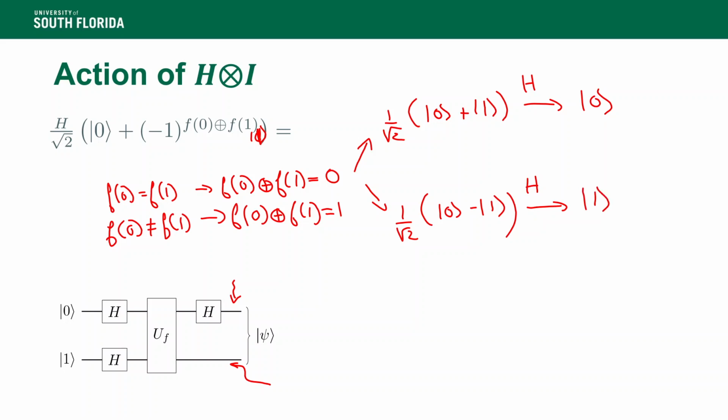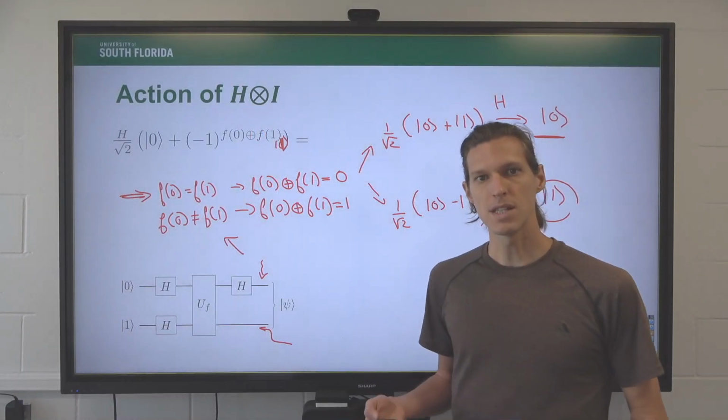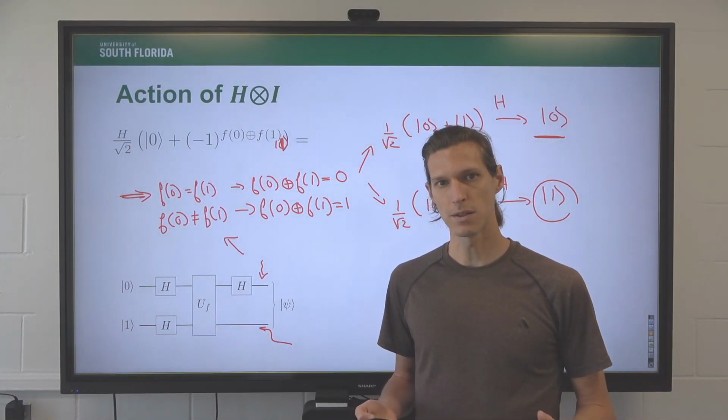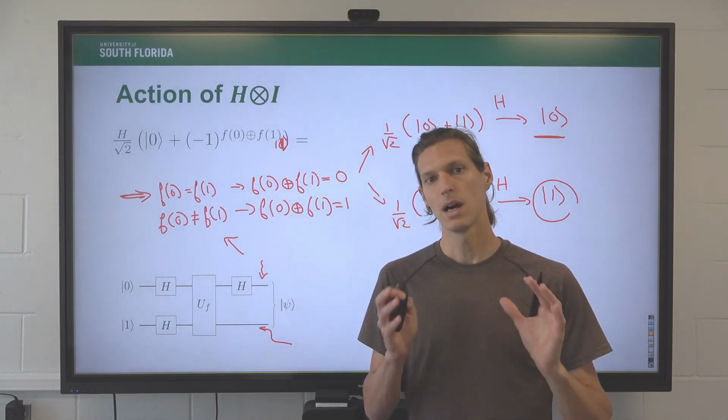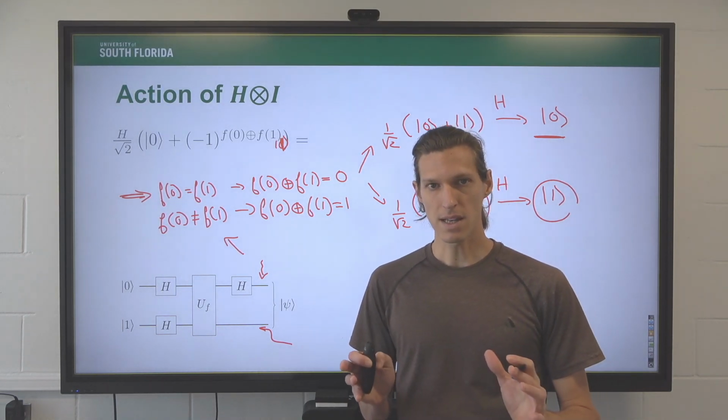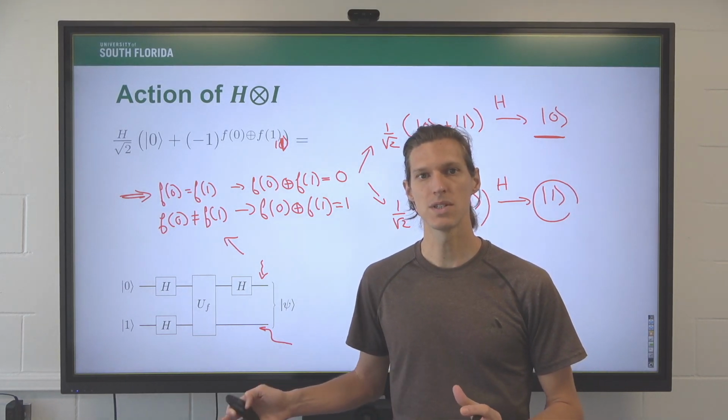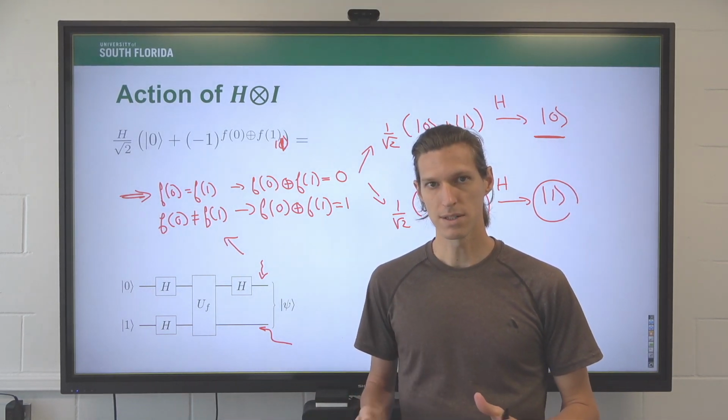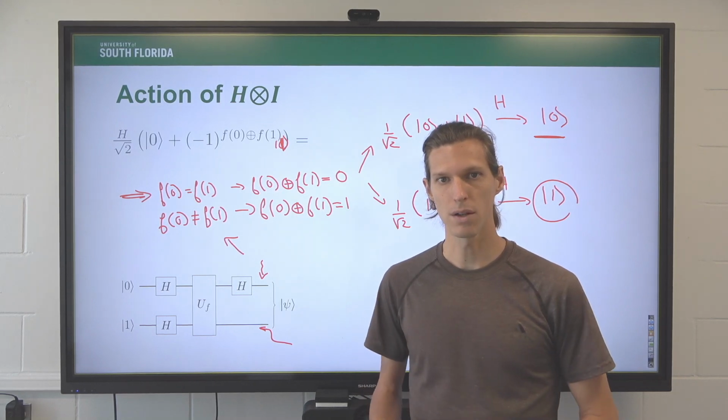Okay? So in the end, if I measure 0, I know that I was in the case f(0) equals f(1). On the other hand, if I measure 1, then I know that I was in the case of f balanced, which means f(0) is different than f(1). So now we've shown how, applying the circuit that evaluates f only once, we get to a state that once measured tells you exactly if f is balanced or constant.